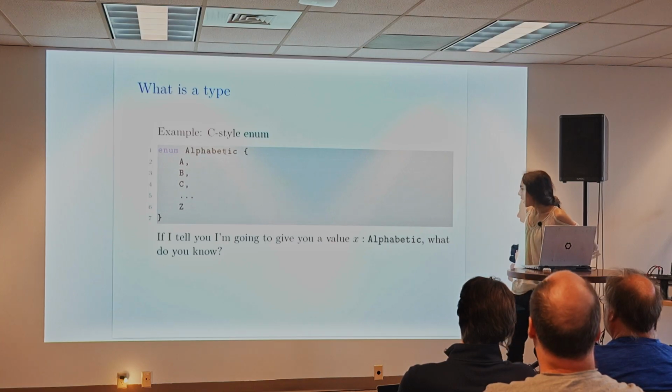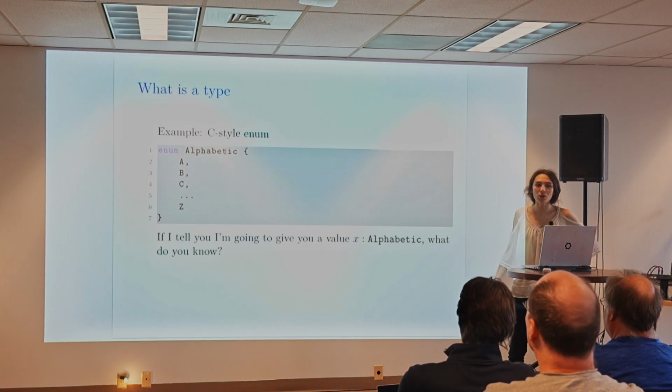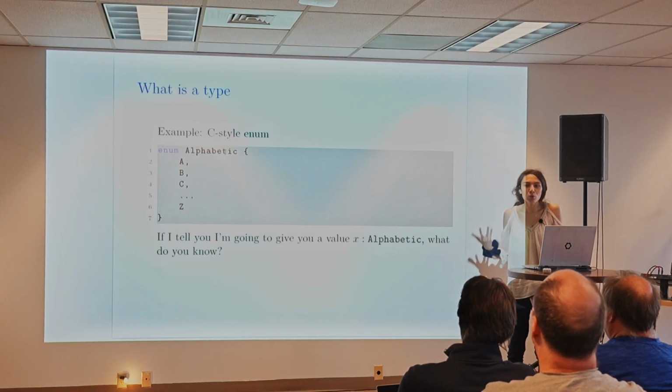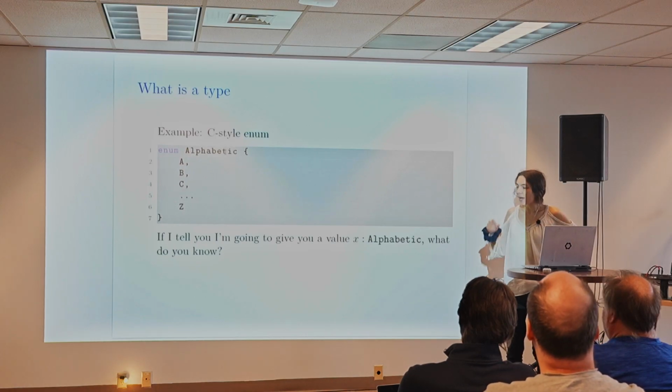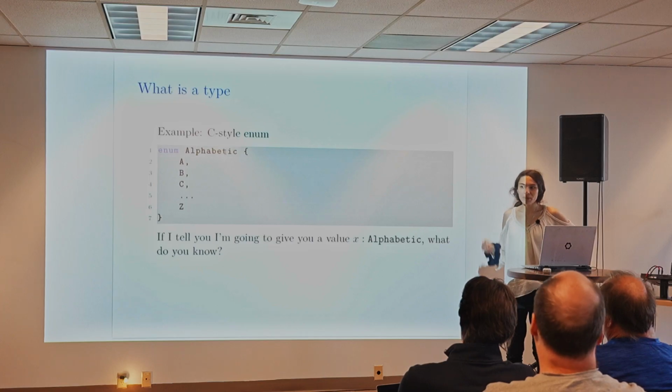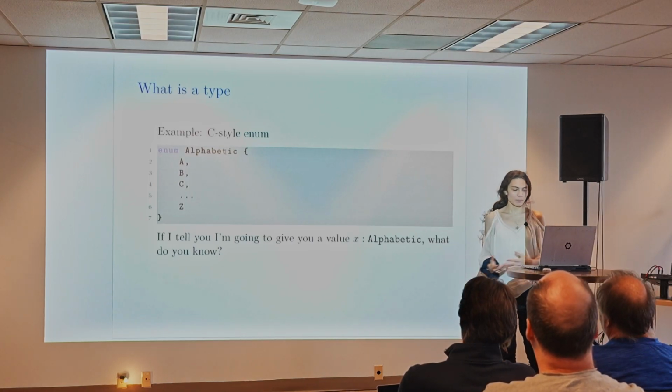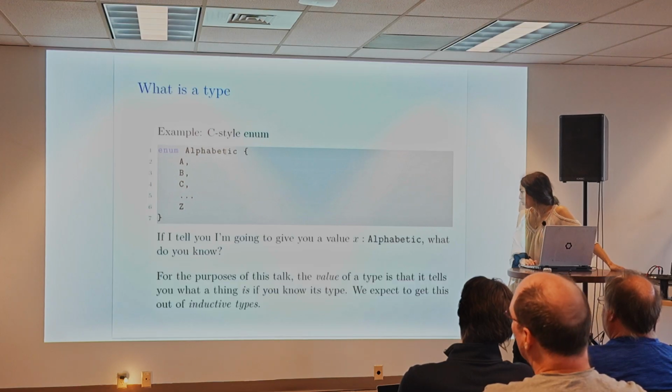Now, if I give you a value x and I tell you it is in the type alphabetic, what do you know about x? What data does it contain? What do you know about it? Yeah. I know what it is up to 26 different possibilities. I know exactly what data is contained in it. I know what it is, right?